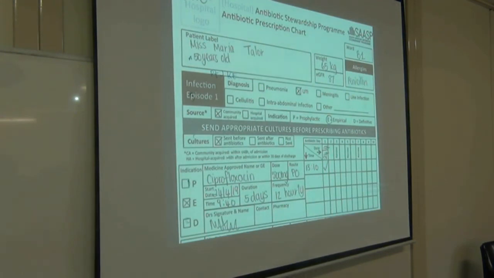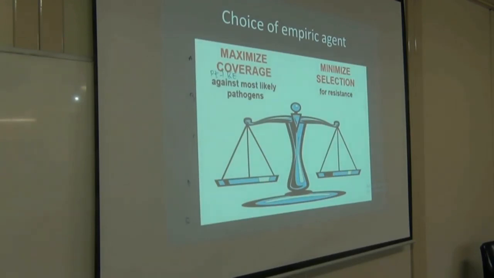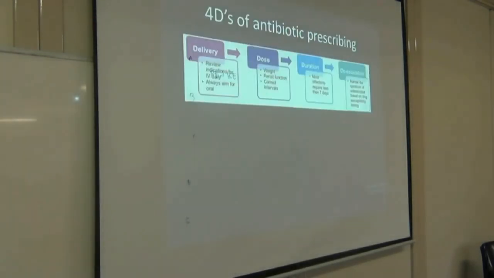And this is an example of a completed one. These days we won't use the ciprofloxacin anymore. So your choice of empiric agent, you want to cover as many microorganisms as possible, but you want to keep it narrow so that you don't select out resistance. So it is a balance when you are selecting your empiric agent.